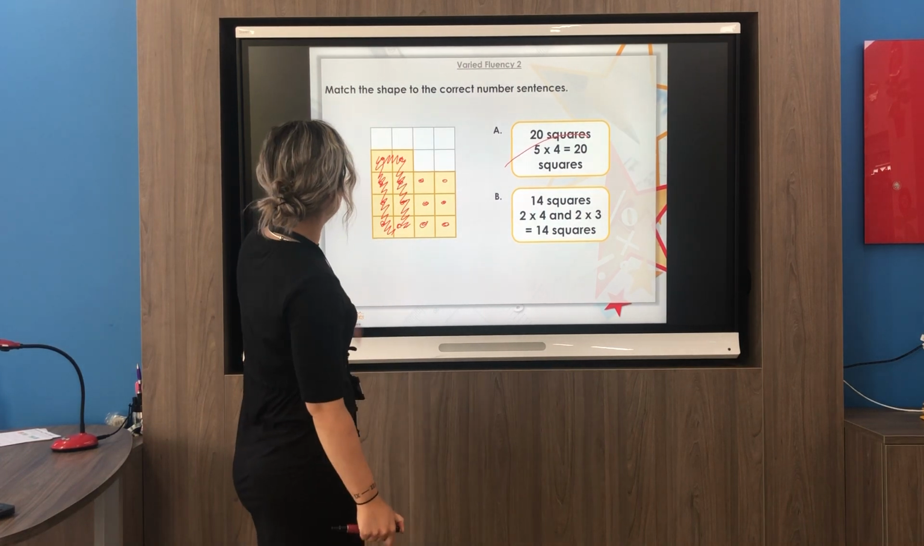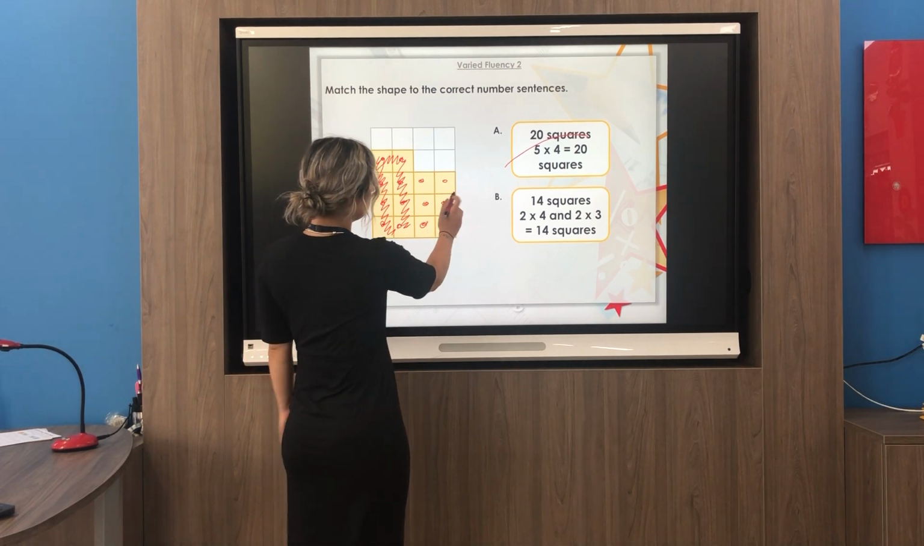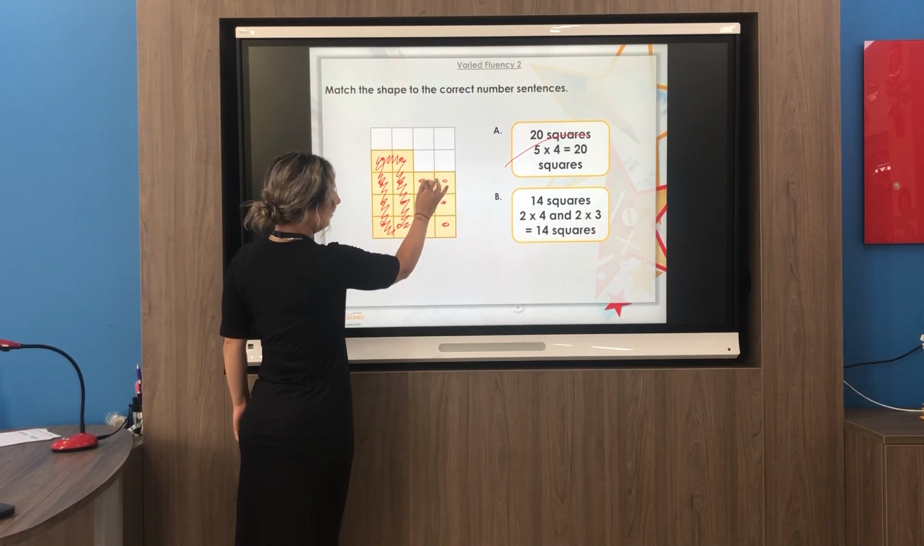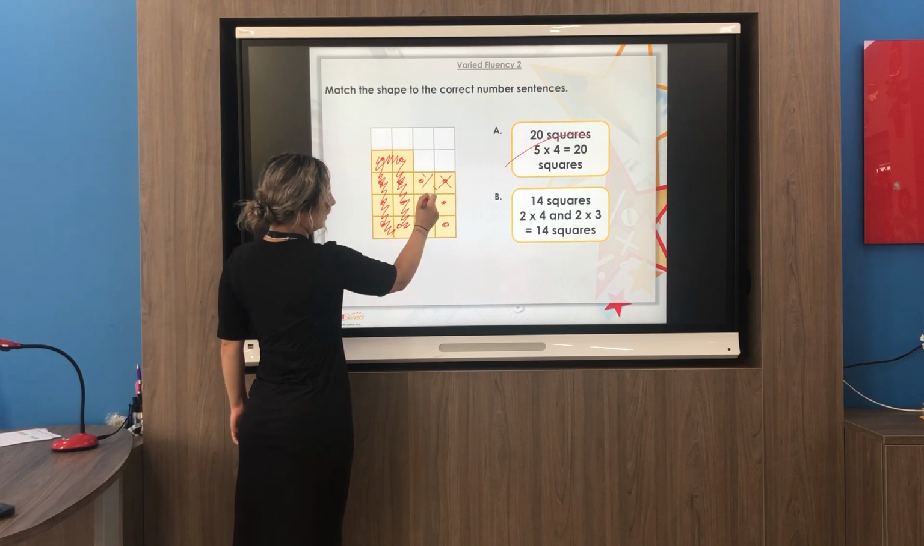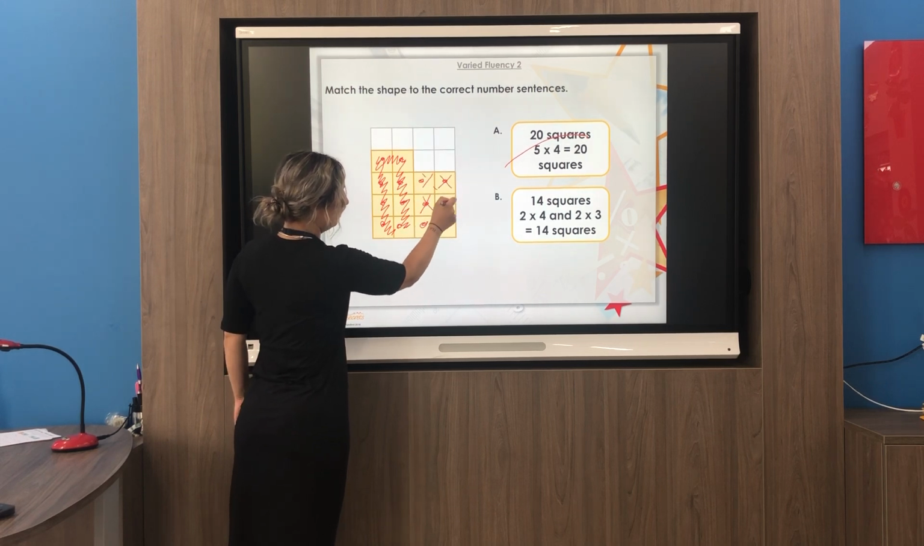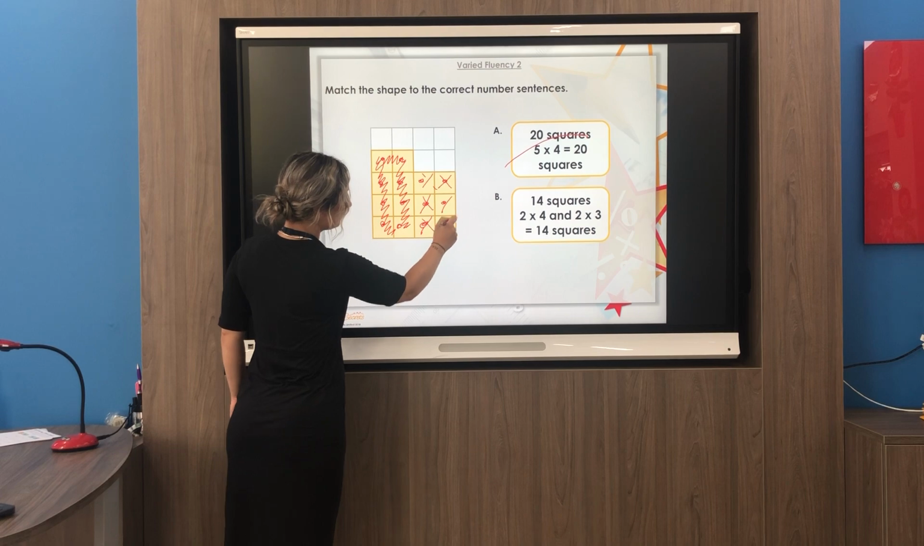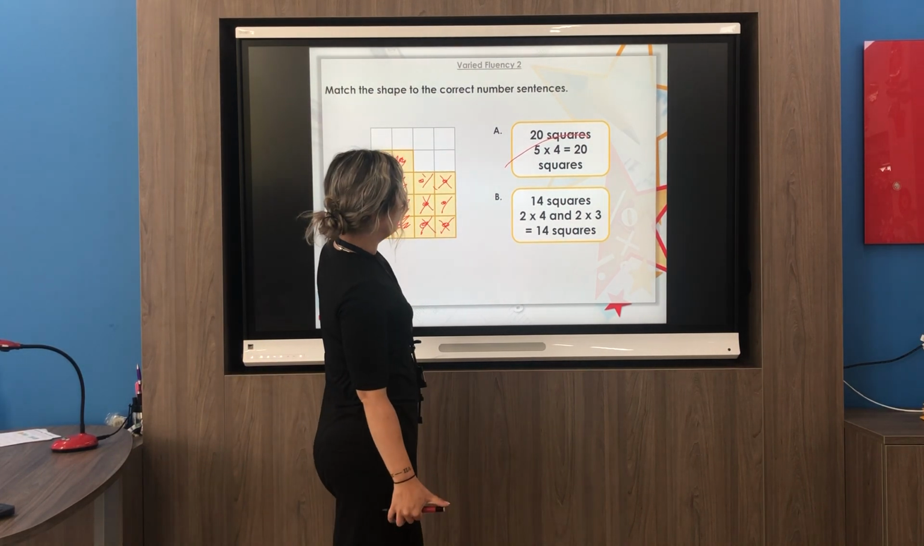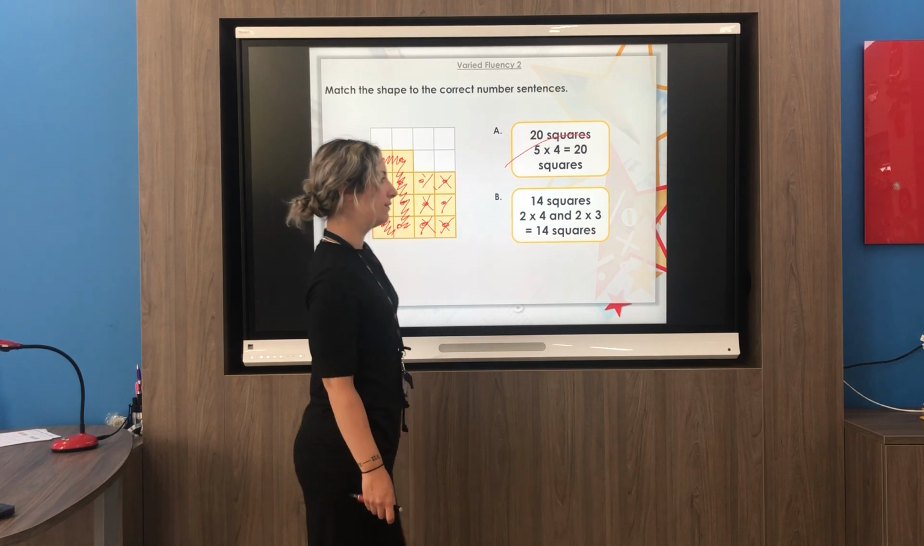So 2 times 4, 8. And then they've also done 2 times 3 because we've got 2 across there and we've got 3 down. 1, 2, 3. And 2 times 3 is 6. So we're going to do an 8 add 6, which is 14.